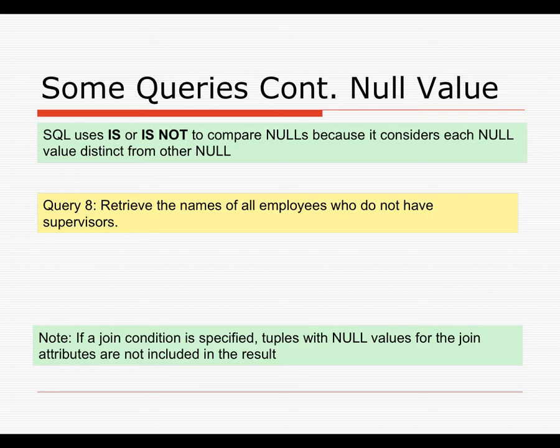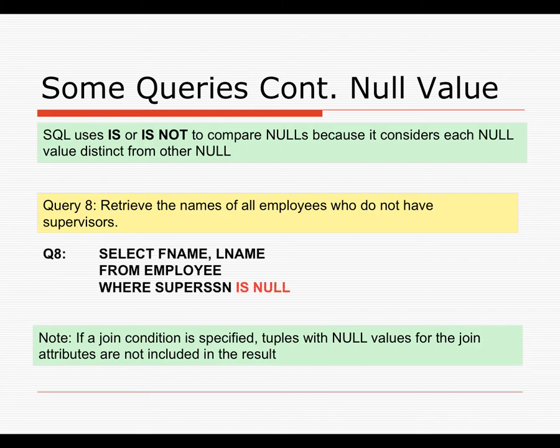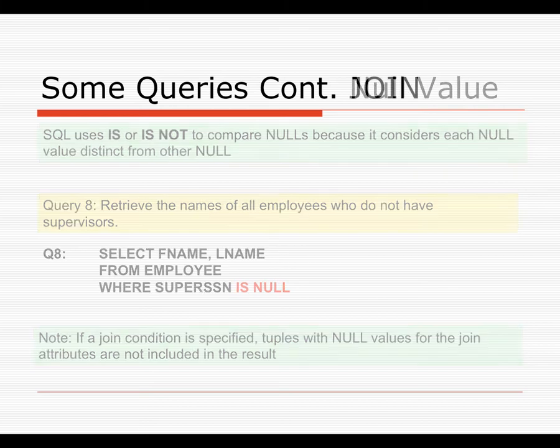Now, in certain projects, you'll see the use of is and is not. SQL uses is and is not to compare nulls, but it considers each null to be a value distinct from other nulls. So if I want to pull the names of employees who do not have a supervisor, I'm going to be selecting the first name and last name from employee where the supervisor is null. It means that there's no value in that specific component. However, if a join condition specifies, rows with null values for the join are not included in the result. It's one of the things that you really need to make sure that you're looking at.